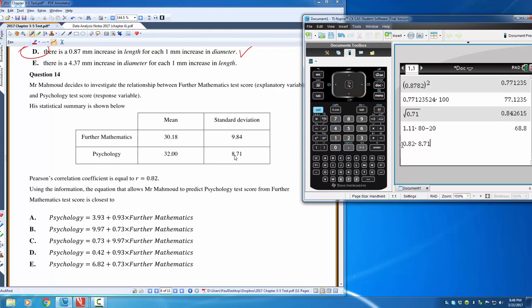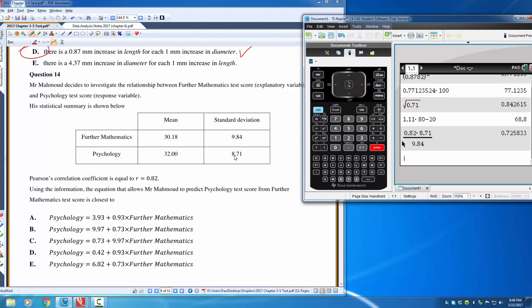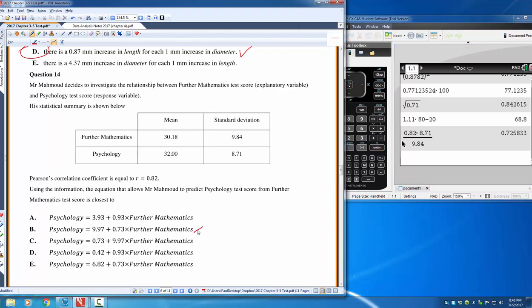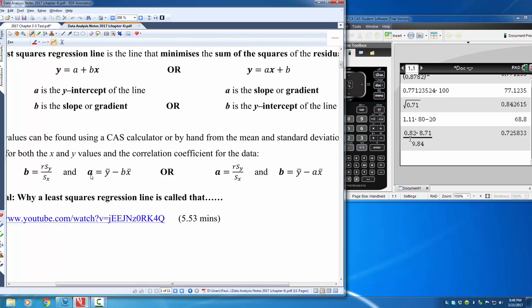And then we're going to divide that by the standard deviation of the x values, which is obviously the further maths. Okay, so this will give us the gradient of the data, which is 0.73. And really, what we can do is have a look. We've got only that one and that one that can be a possibility. Now we've got to push on and use this b value to calculate the y-intercept. Okay, so let's go back to the formula and have a look at that.